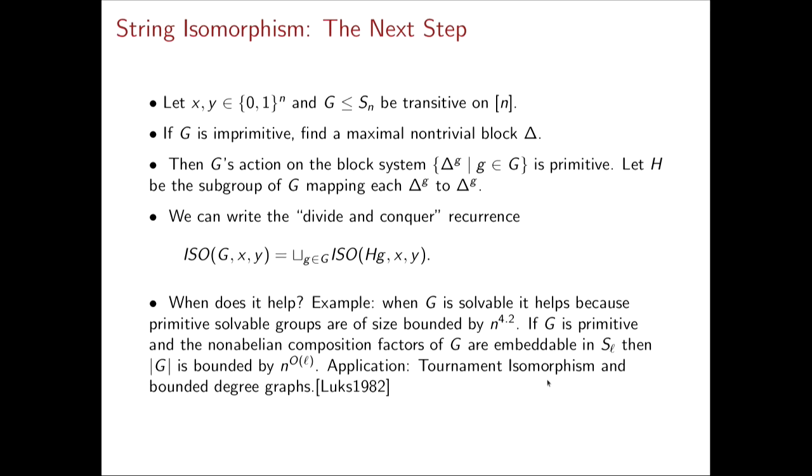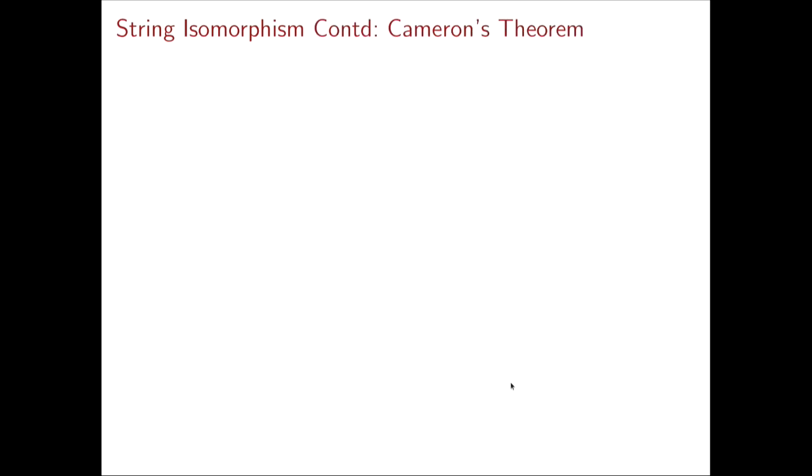Tournament isomorphism also can be solved efficiently because the automorphism groups of tournaments are solvable. The reason is every edge has a direction, so automorphism groups of tournaments are odd order groups. So by the Feit-Thompson theorem, odd order groups are solvable. So a nice amount of group theory comes in here to help us get these algorithms. By the way, maybe I should just speed up now.